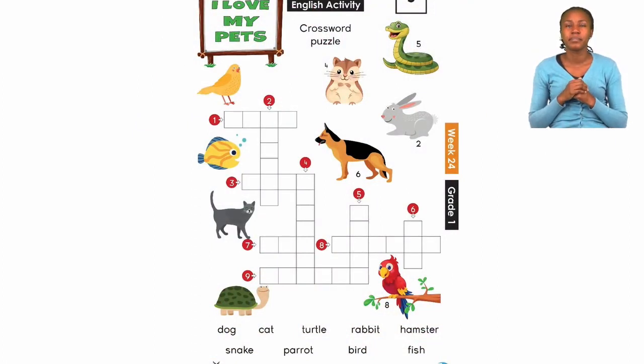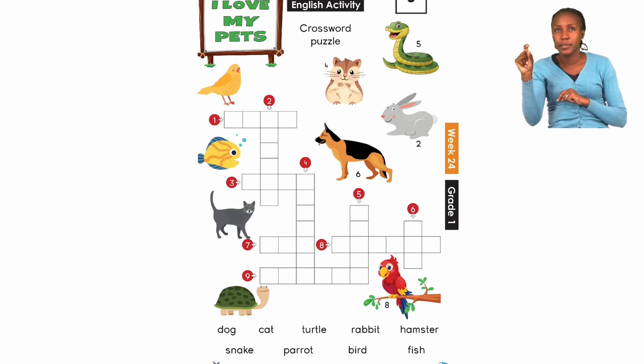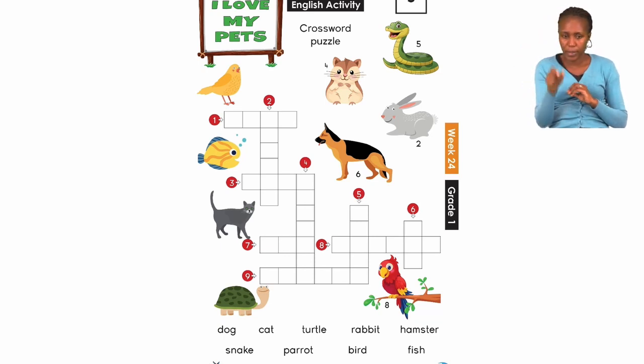Now here we have a crossword puzzle. Now you will see on the page there are lots of pictures of animals. And next to each animal there is a number. Can you see the numbers? Good job. Now I want you to have a look at the crossword. Now you will see on the crossword there are also numbers. Now for each animal, each number, you must write in the name of that animal in the spaces provided.